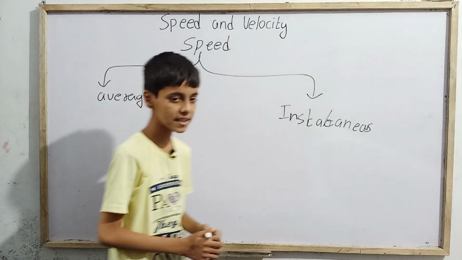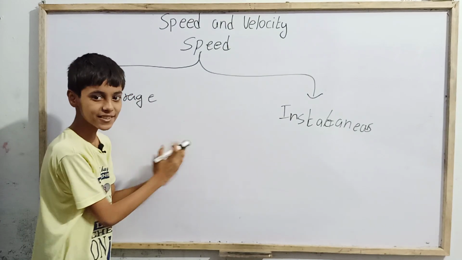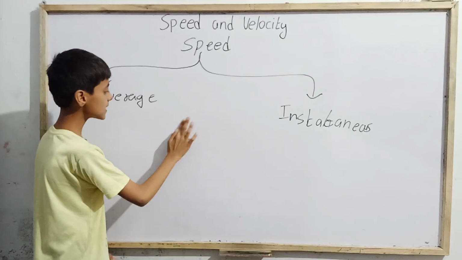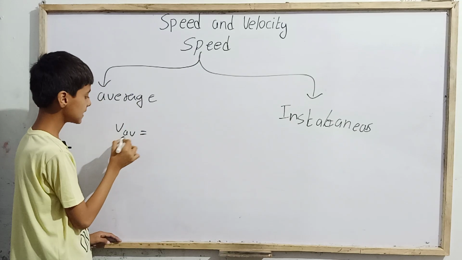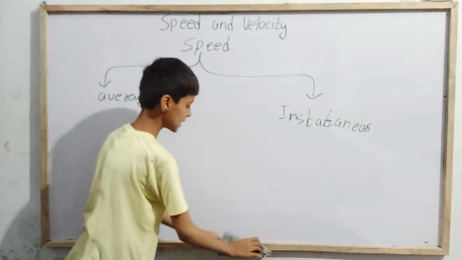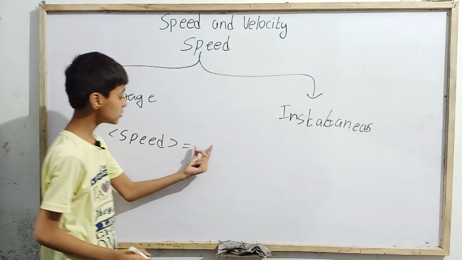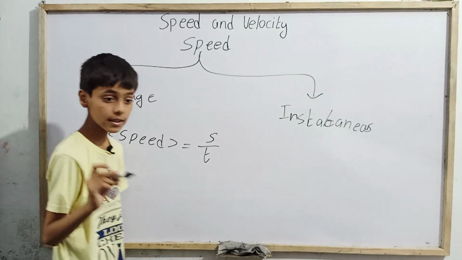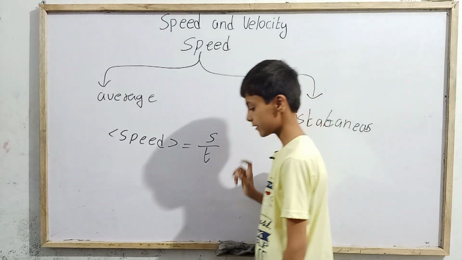Now, average speed we can define as the magnitude of average velocity. If I am writing this as v_av, or with the average symbol, then I can write it as the total distance covered S divided by the total time taken T. Remember here also it is the total distance covered, not the total displacement. This is the total distance covered divided by total time taken.